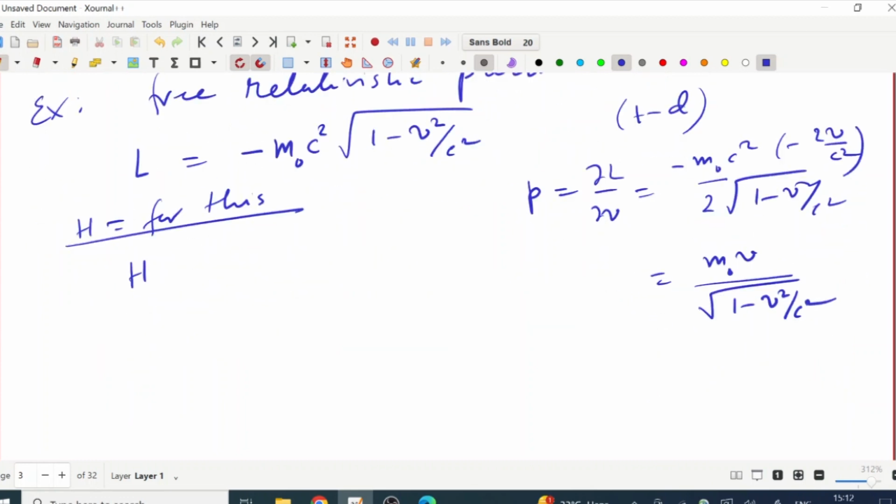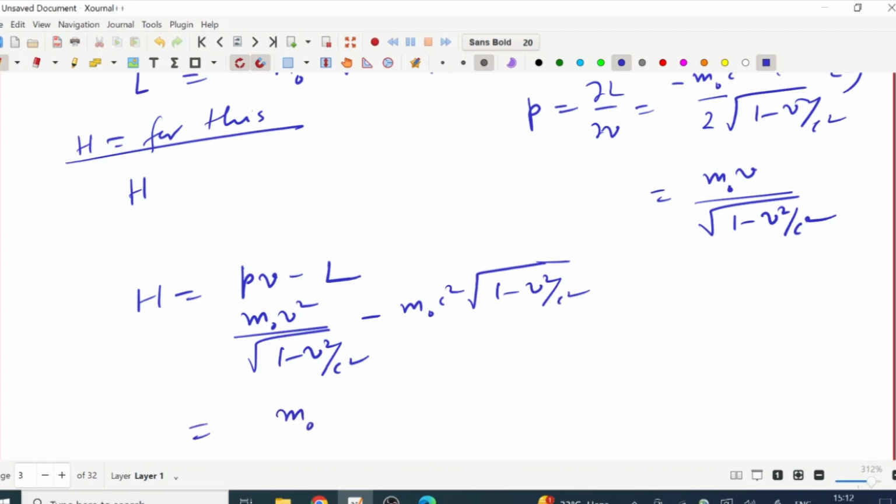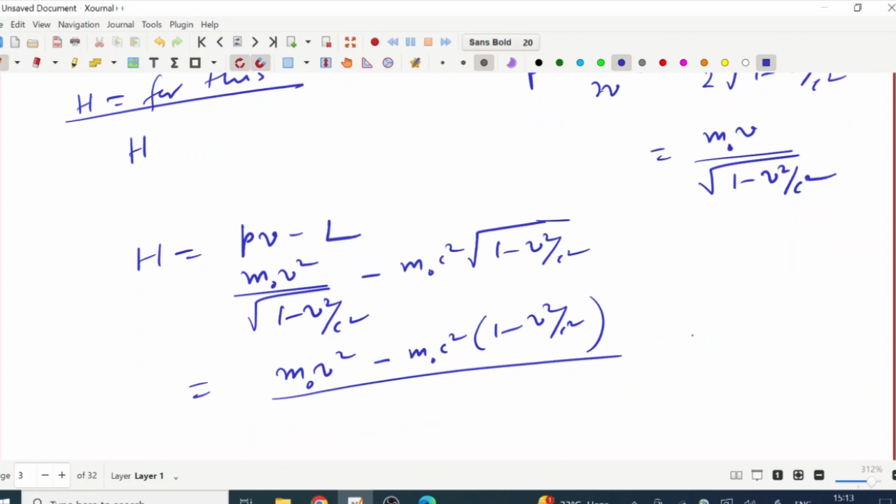So, now we define the Hamiltonian as p v minus L. So, p is m0 v by root over 1 minus v square by c square. So, it is m0 v square by root over 1 minus v square by c square, minus m0 c square root over 1 minus v square by c square. If we simplify this, it will be m0 v square minus m0 c square times 1 minus v square by c square, divided by root over 1 minus v square by c square.